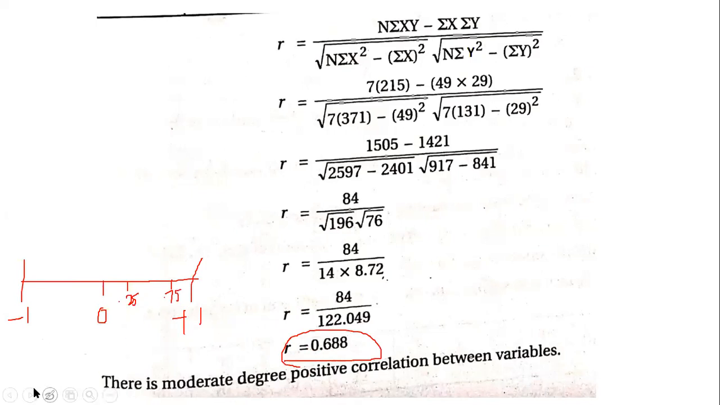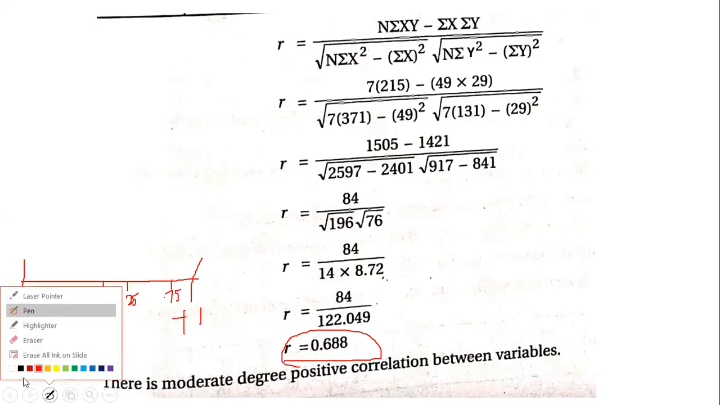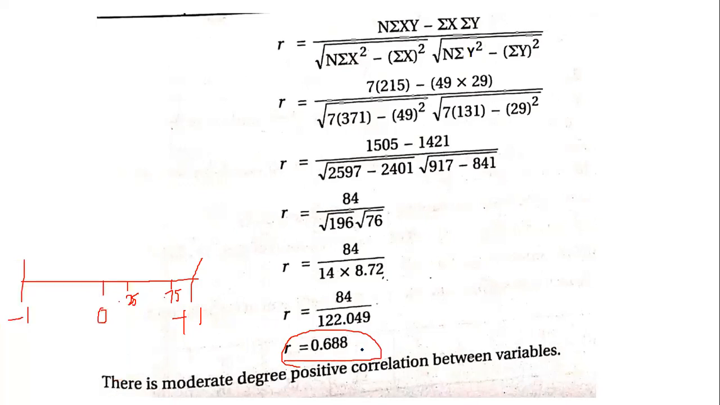Let us see where the value will be placed. Now, if you see the value, it is 0.688. So 0.688 is towards 0.75. Let's say it is somewhere here, 0.688. Okay, the point is somewhere here.